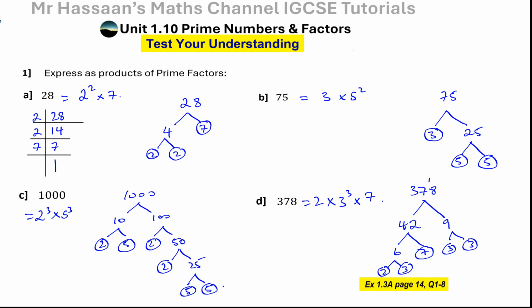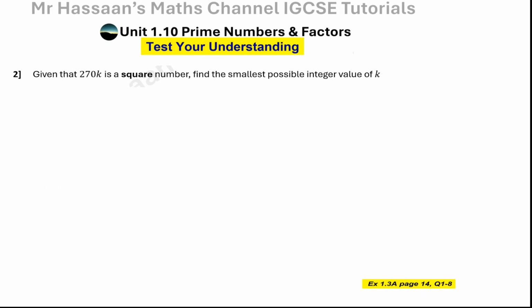Questions A, B, C, and D. So if you had any problems with those, hopefully you can understand what to do now. As for number 2, it says, given that 270 times k is a square number, find the smallest possible integer value of k.